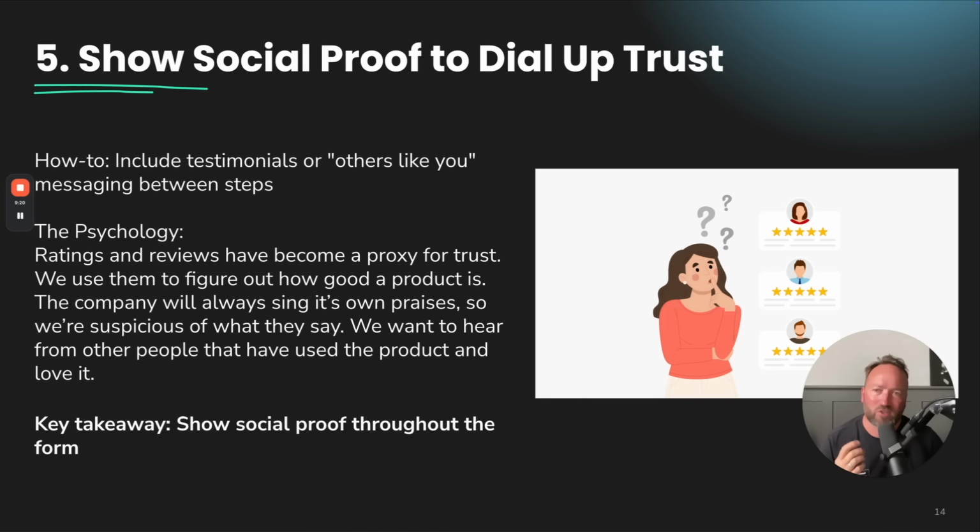Next up, we have showing social proof to dial up trust. What that means is wherever you can on the form, add in elements of ratings, reviews, other people giving their opinion about the product, because at the end of the day, people these days are suspicious of what companies say about themselves. Whenever you can show a real person, they should be actually real customers. If you have those sort of ratings and reviews, and I hope you do, then make sure that you feature those in prominent places.